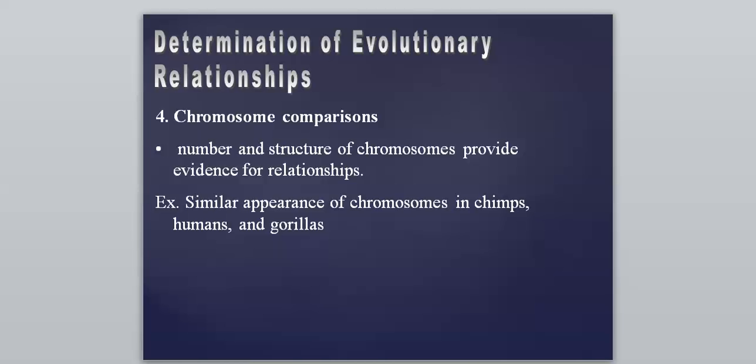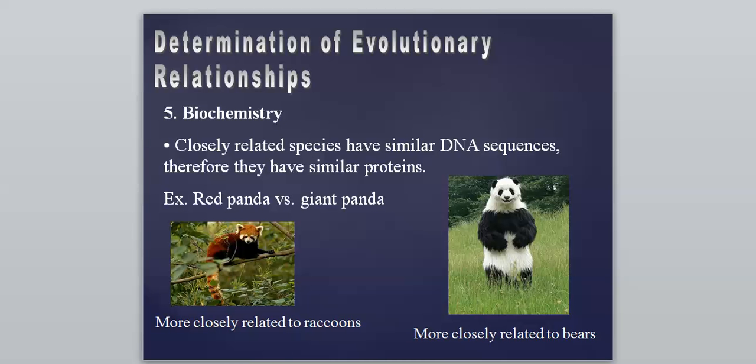And the last one that we are going to discuss is biochemistry, and this is kind of going hand in hand with the chromosomes. It says closely related species have similar DNA sequences, therefore they have similar proteins.